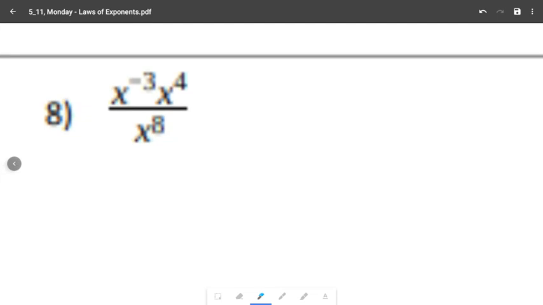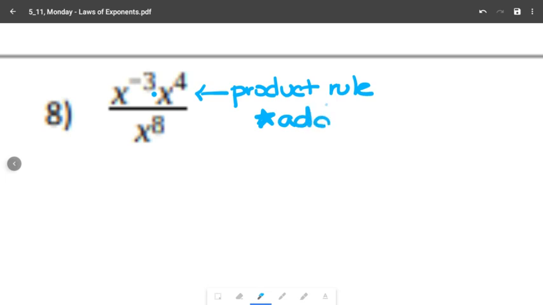Number 8. I have a few x's I have to deal with here. First thing I would do would be the top if I were you. Since there's more than one x on top of the fraction, I would take care of that first. They are being multiplied, so this is your product rule, which again means add. So on top, the x, negative 3 plus 4 is x to the first.